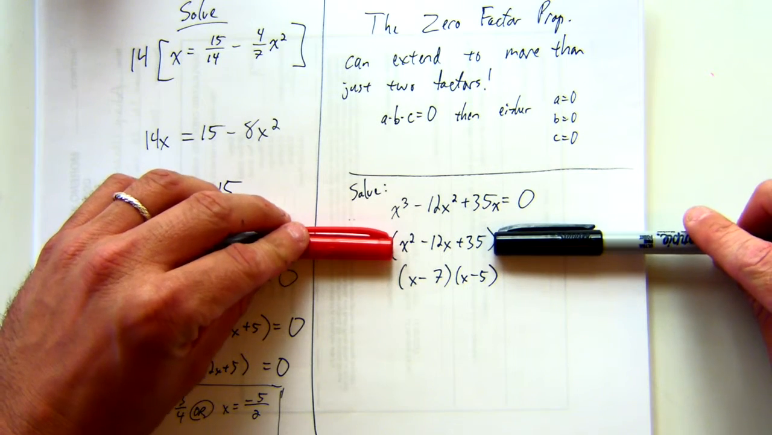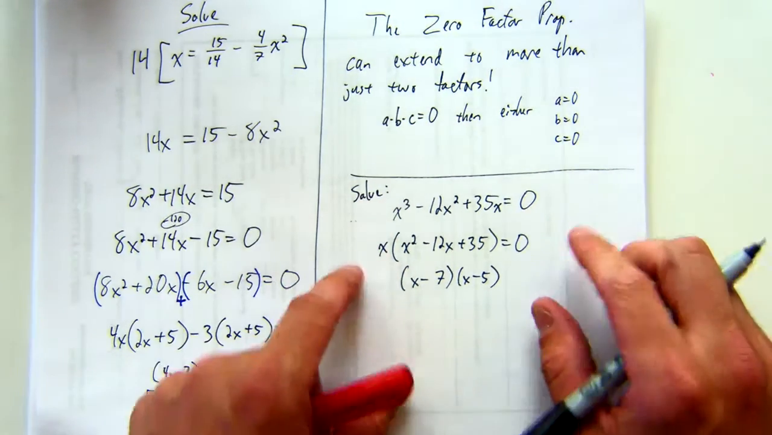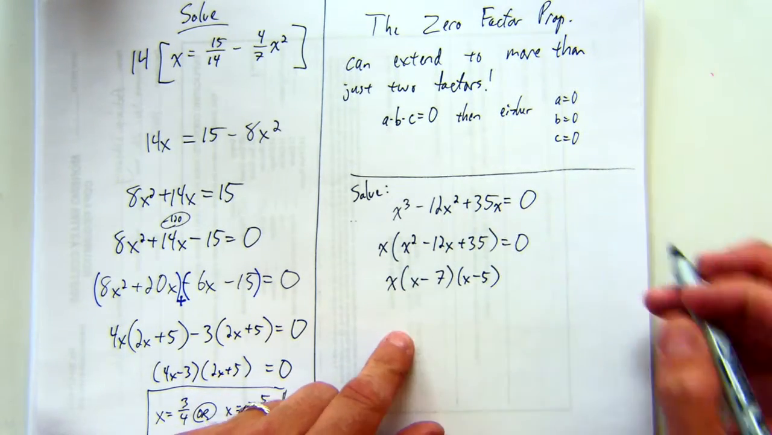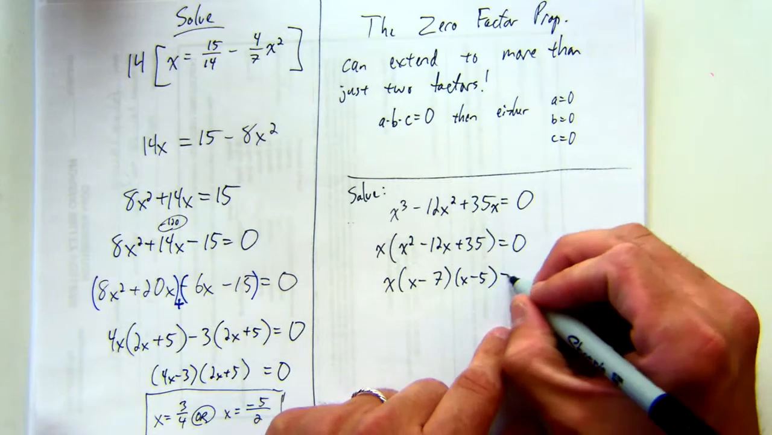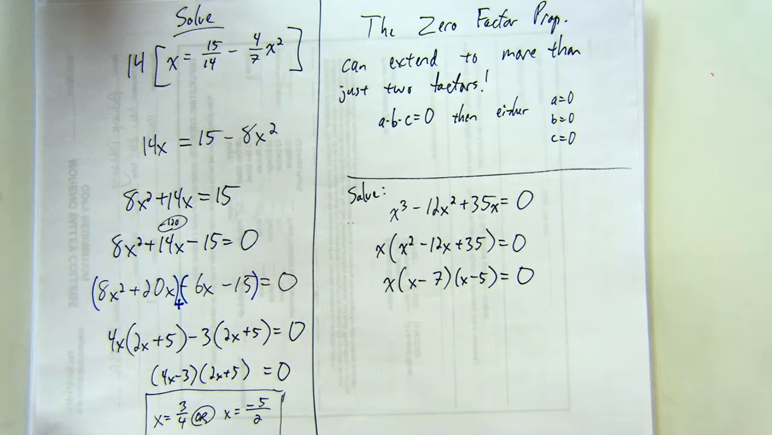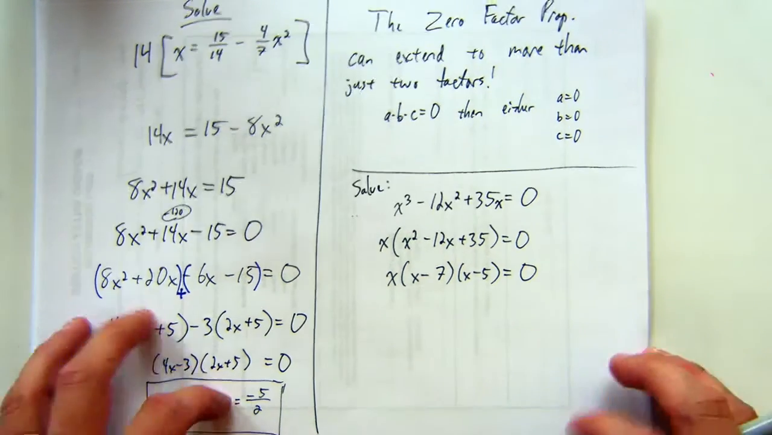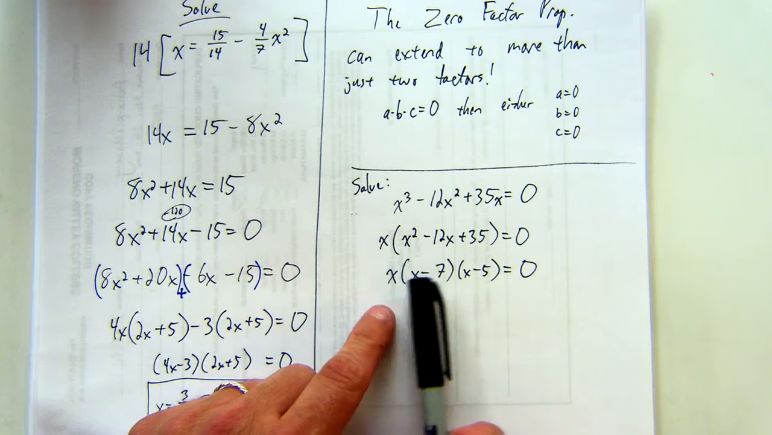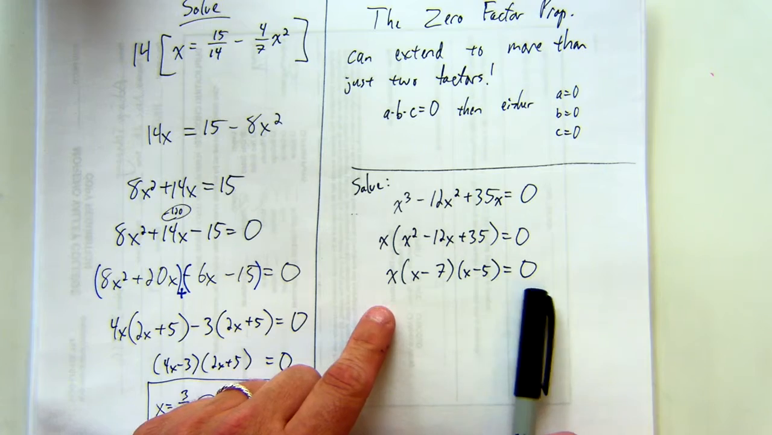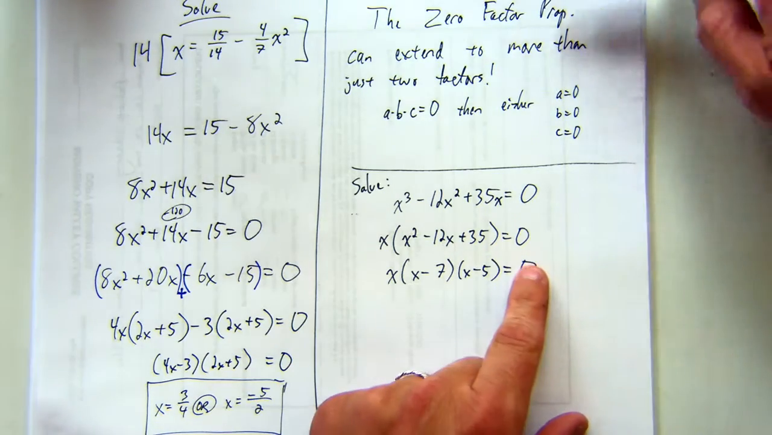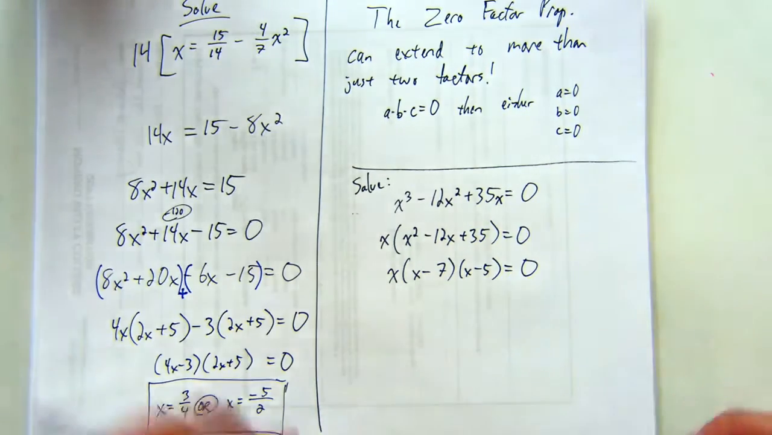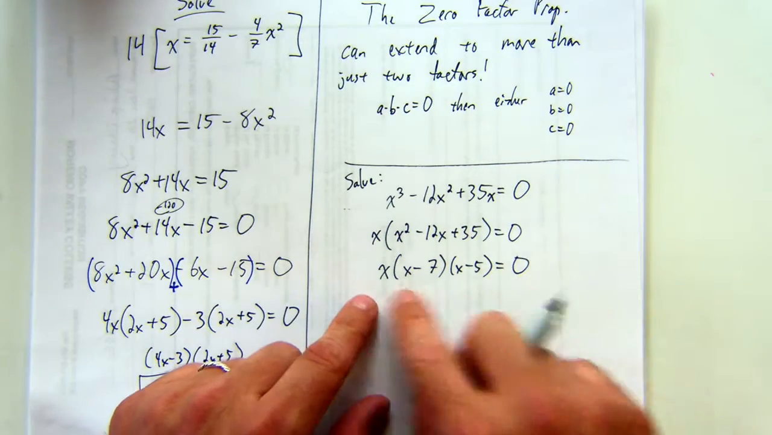Okay? Now I've got to remember, though, to write everything else. I've got to remember this x is still a factor, so I've got to bring it down. And this whole thing is equal to 0. So now what are the solutions? What are my answers? I've got something times something times something is 0. Well, I just told you the zero factor property extends to more than 2 factors. So what do I do in this case?